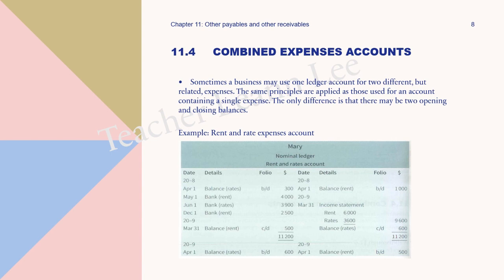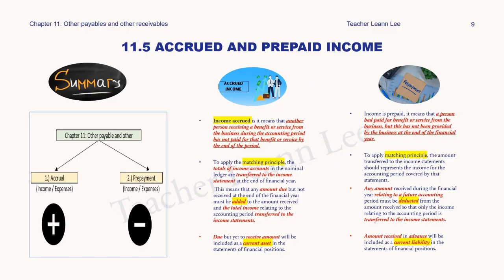But when you transfer to the income statement, you must show them separately under the expenses. So you cannot total them up. Only in the ledger do you combine the accounts together in one T account. So sometimes a business may use the ledger for two different but related expenses. The same principle applies as for the account in one single expense. The only difference is they may show two opening and two closing balances.